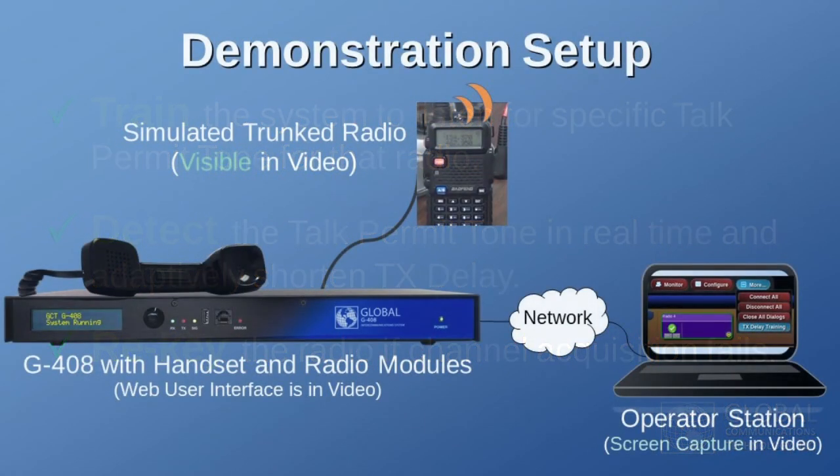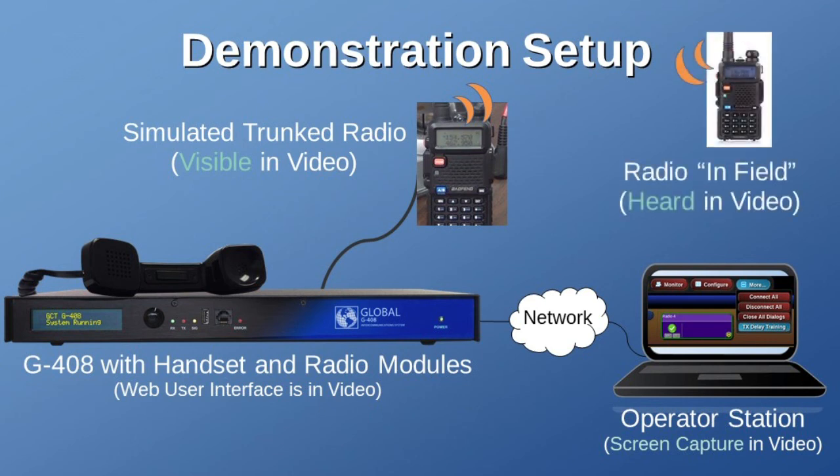We don't have a trunk radio system lying around, so our setup here is basically simulation. We have a radio module in one of our units connected to a Baofeng radio that can play out 5-digit DTMF S codes at the beginning of any transmission. So when we key up the radio, it'll play out these tones. And we're going to use those tones to simulate a talk permit tone coming from a radio.